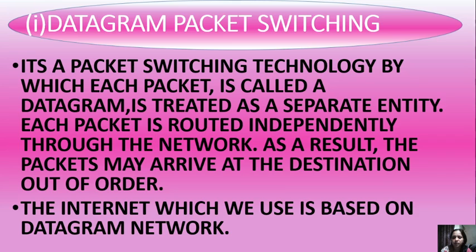As a result, the packets may arrive at the destination out of order. It happens. The internet which we use is based on a datagram network. So this is datagram packet switching. Datagram is nothing but just a packet, and a packet means part of a message.